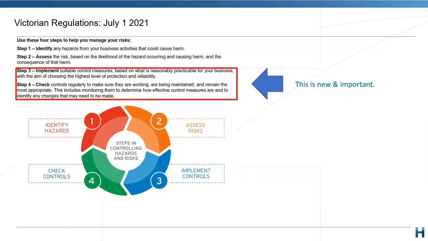Okay, so I've sort of stepped back and tried to say, well, how does the world change? Well, the world changes in that they've identified these four steps: identify hazards. We've been doing that for a long time. We've identified risks for a long time, but we haven't really done the last two very well, which is implement controls and check controls. And that's really where the emphasis of this new act is going to make a big difference to our lives.